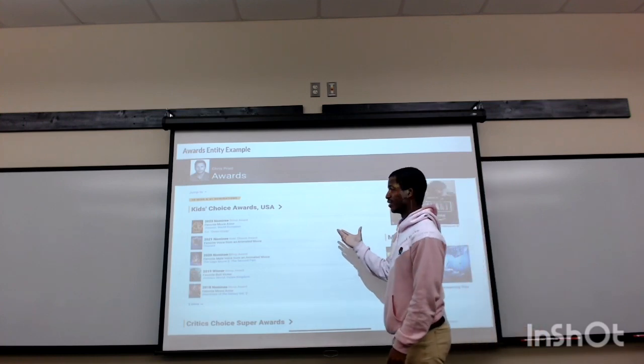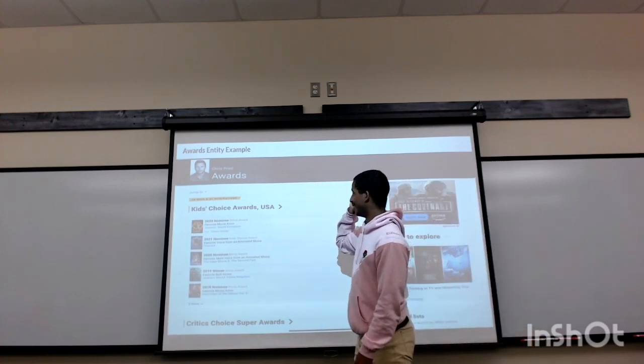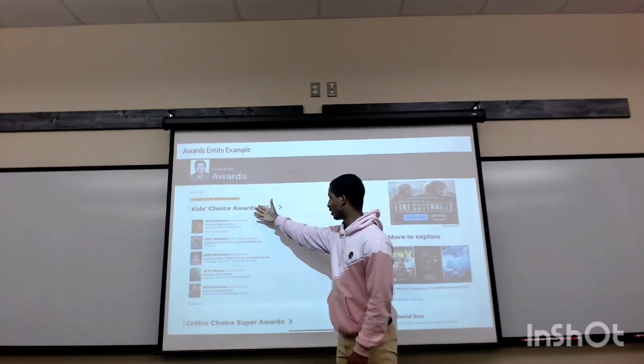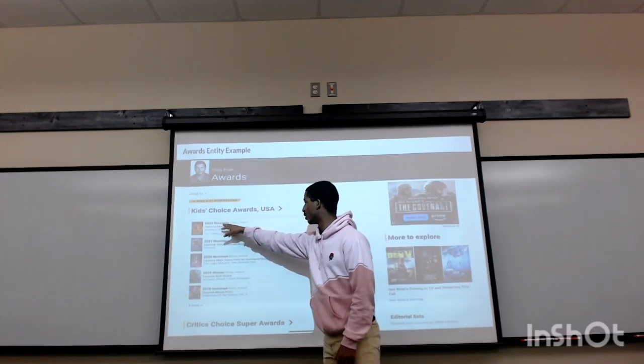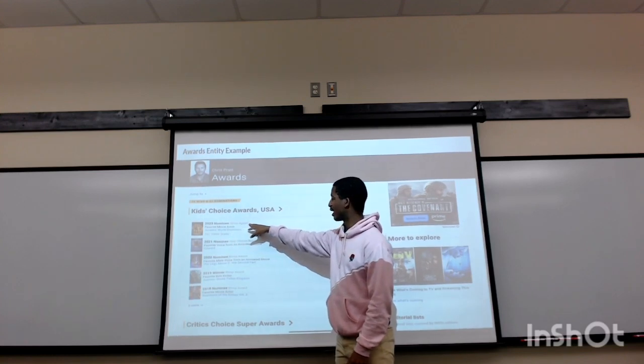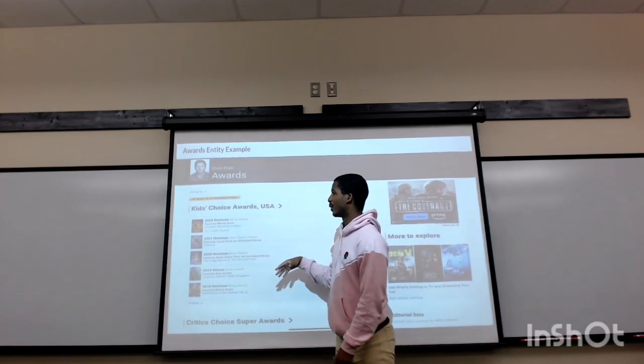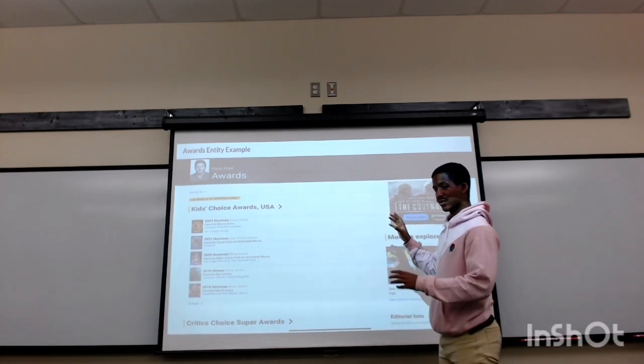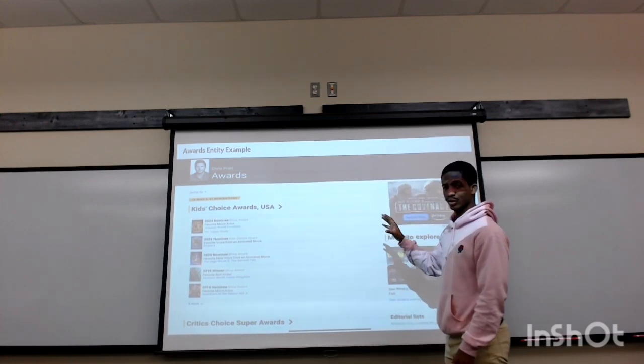For Chris Pratt and his list of awards, I bet he has many. And we see the Kids' Choice Awards, that's the category of the award, and we can see the nominee, 2020 nominee, and Blimp Award will be the title. This is just an overview of how IMDb does their award database entity, and so that's kind of what we want to achieve with that.